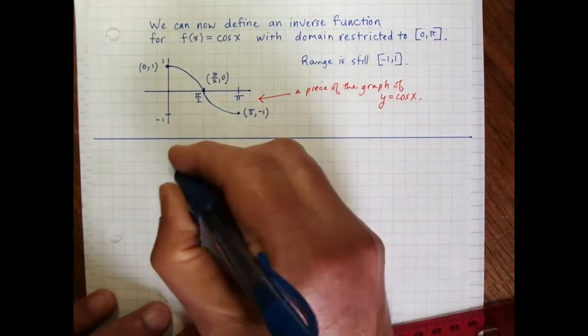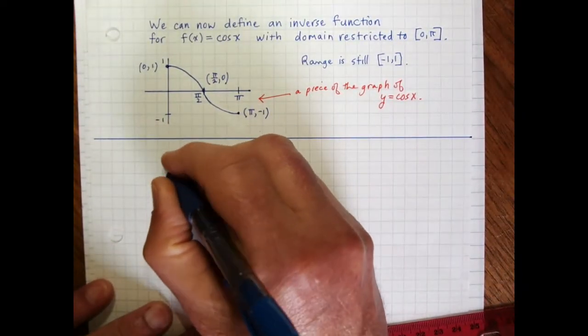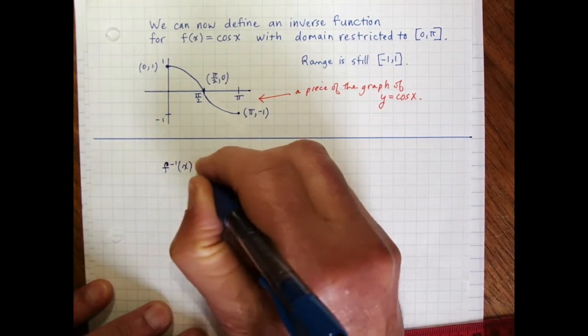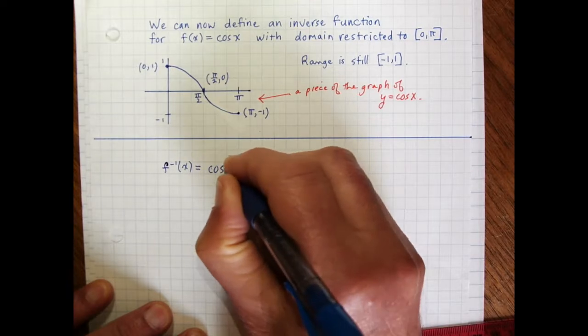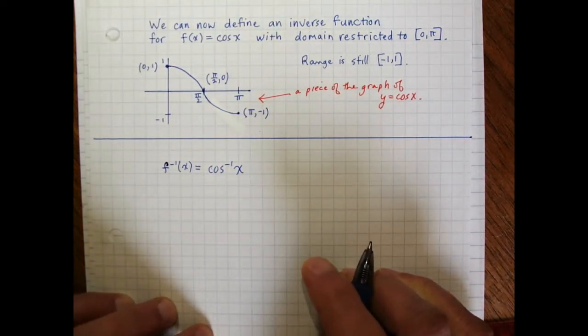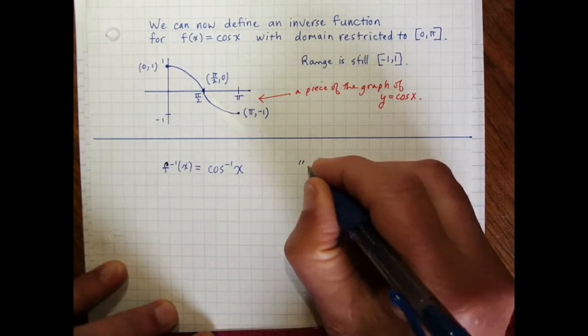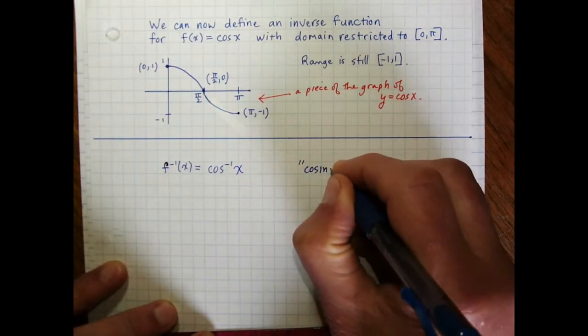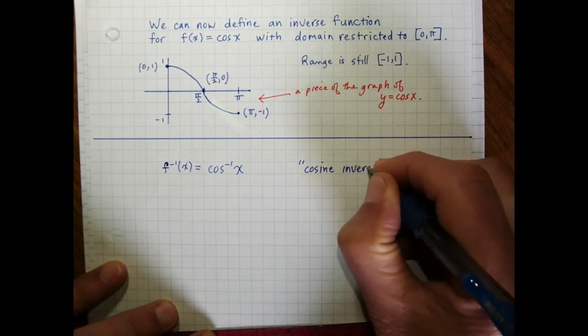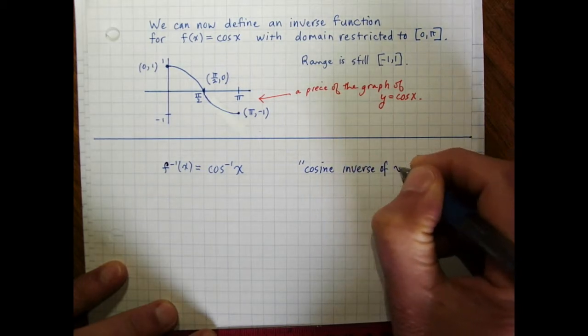And what I want to draw is what we're going to call f inverse of x, which is cosine inverse of x. So we use that -1 notation, just like we did with sine. This is the cosine inverse of x.